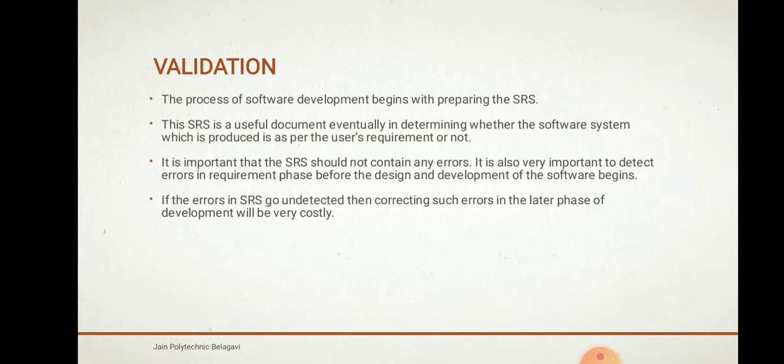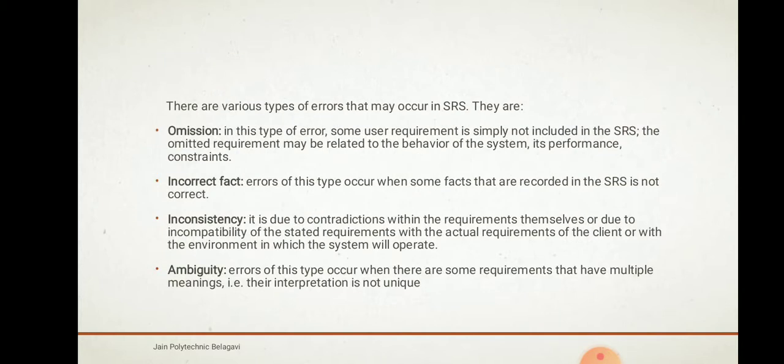Now suppose there are errors in the SRS and they go undetected. Correcting such errors in the later phase of development will be very costly. What happens if there is an error in the SRS and we do not detect it, and using the same document we develop the software? Since there is an error in the SRS, there will be some failure in the development phase. So the development phase has to be done again, and it will be very costly.